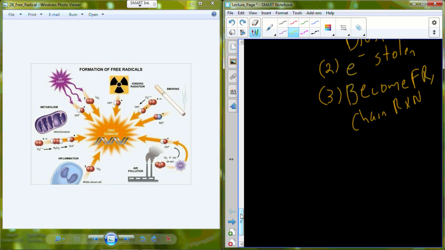Fortunately, we do have ways to defend against this. To defend against free radicals, we need antioxidants. And an antioxidant is just simply going to neutralize the effects of a free radical. Basically, the antioxidant is going to be really good at giving up an electron to neutralize the free radical and then to be expelled from the system, or excreted from the system, or neutralized some other way.